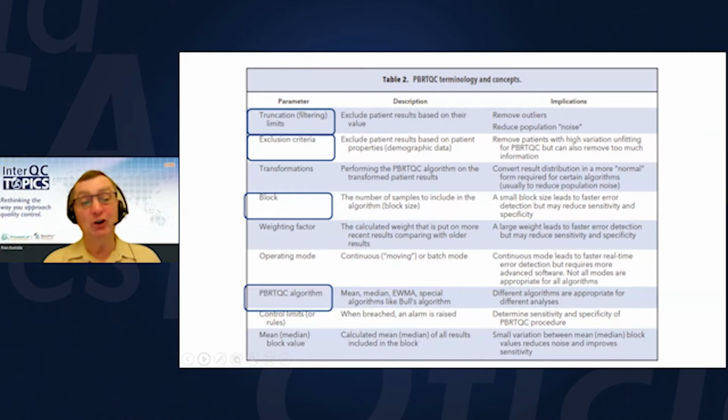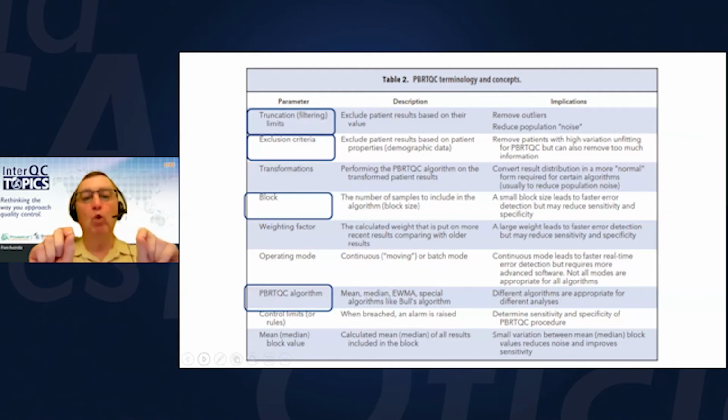We may want to exclude certain patients, not just their values, but the actual patient. So as I said, you may have in your hospital population diabetic clinics and renal clinics. You may have patients who have just had transplants with very high bilirubins or very high creatinines. You may have pediatrics, so very young babies. So you don't want those patient results to impact on the moving average.